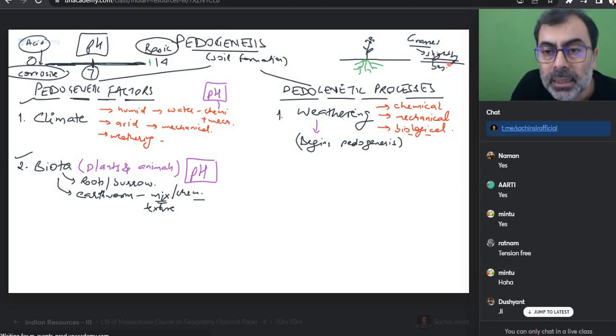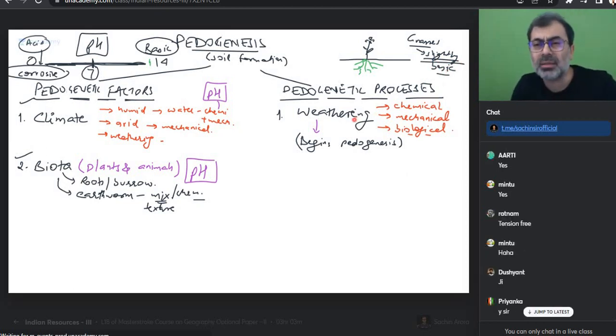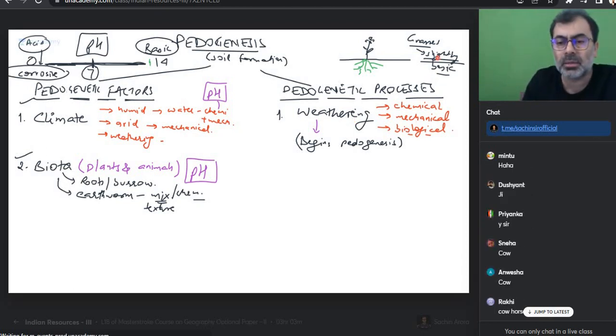Grasses like slightly basic soil. Should I be interested in grasses, or should a cow or horse be interested? Grasses are of no use to me, I'm more interested in other plants, no? Or am I interested in grasses? Grasses are for cows, grasses are for animals.